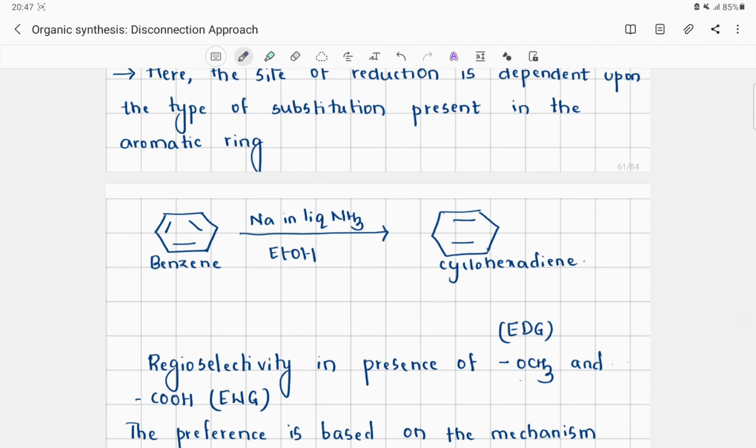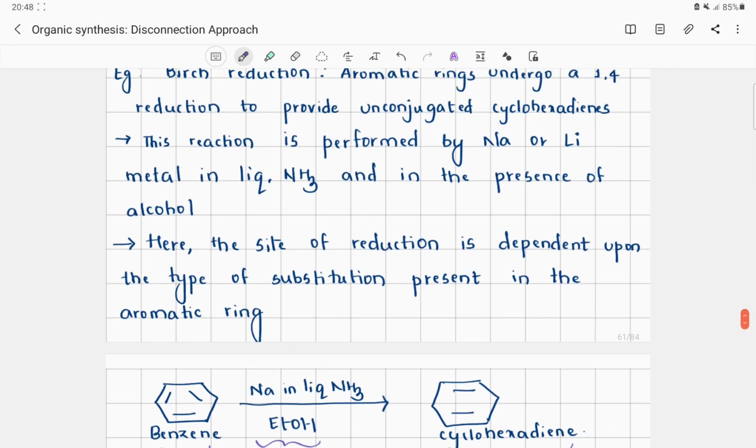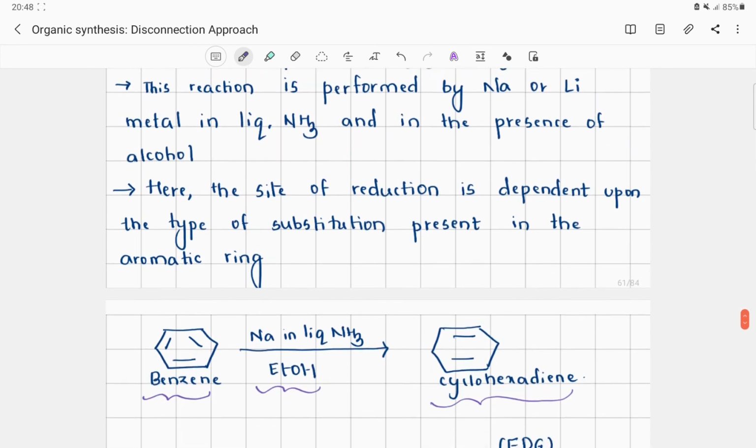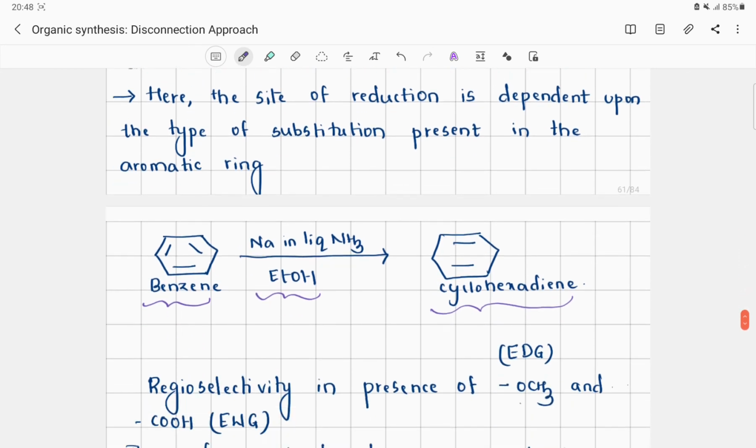Without any type of substitution, if I take benzene in the presence of sodium in liquid ammonia and ethanol, it is going to give me a cyclohexadiene system. This is a Birch reduction, which gives a 1,4 reduction to give an unconjugated cyclohexadiene system. We can observe in the final product these two double bonds are unconjugated.